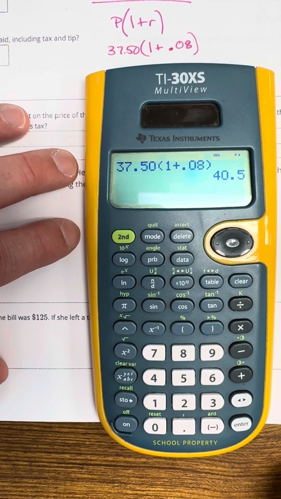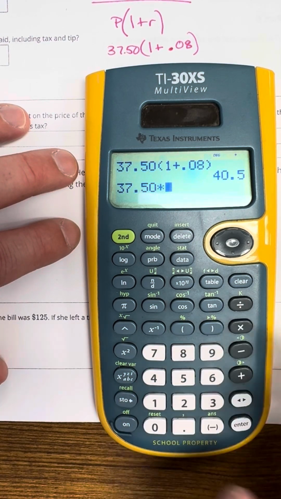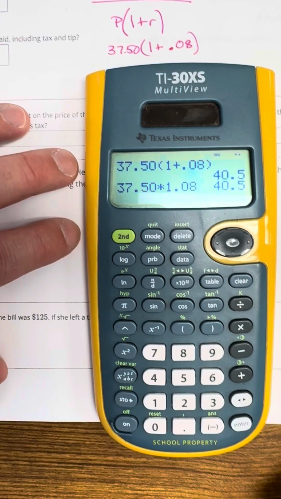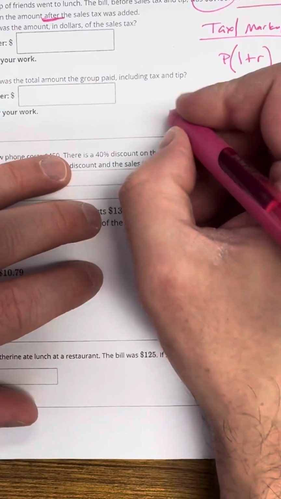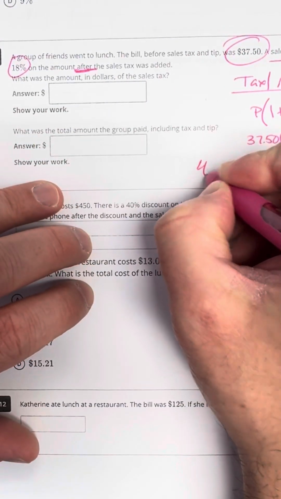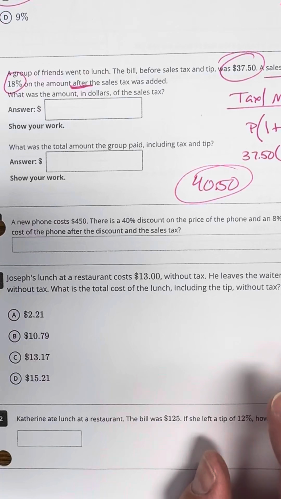$40.50. Now, what I could also do is just do $37.50 times 1.08. Same thing. Okay. Whatever you're more comfortable with is fine with me. So $40.50. Now, this question is very challenging.